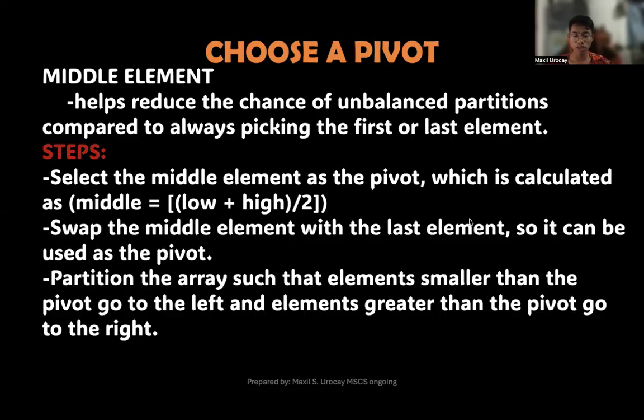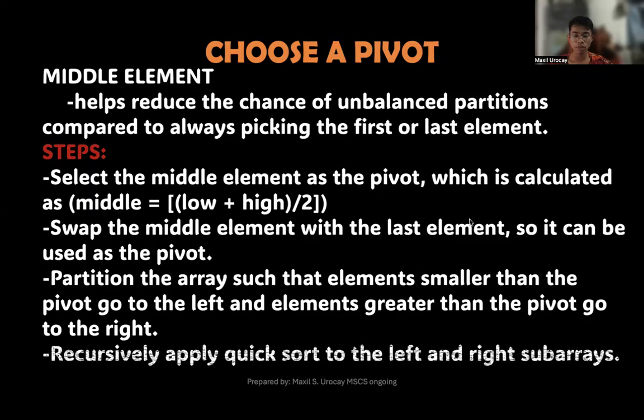And partition the array such that elements smaller than the pivot go to the left and elements greater than the pivot go to the right. The same thing that you have to do recursively: apply quicksort to the left and right subarrays.